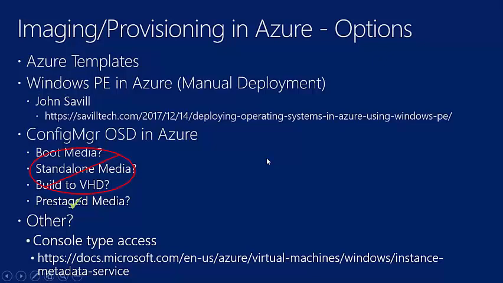All right. So imaging and provisioning in Azure, a few options. In terms of the ways that we can actually do imaging and provisioning in Azure, a few things to call out. So Azure templates, I'll show those to you in a minute. Again, this is very similar to the kind of ways that we would do things in Hyper-V or VMware, right? These are generic builds, essentially, that will get loaded into machines. And then once those generic builds are loaded, you can further customize them to the needs of your environment.